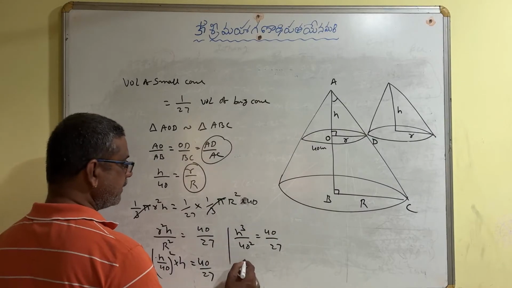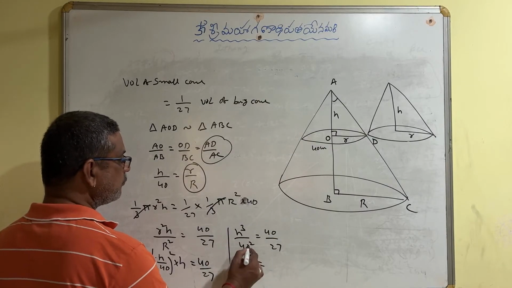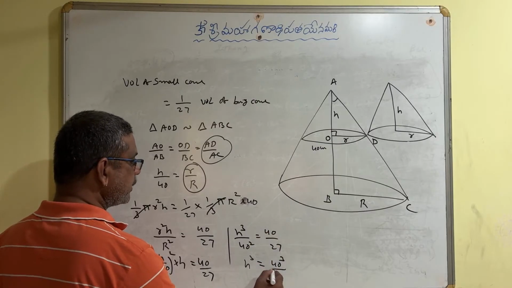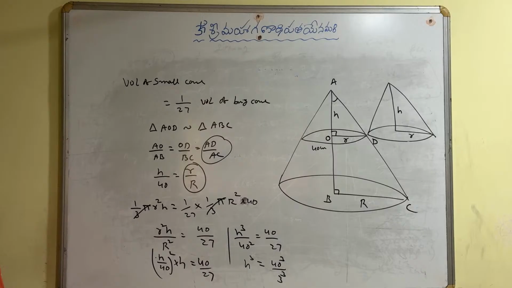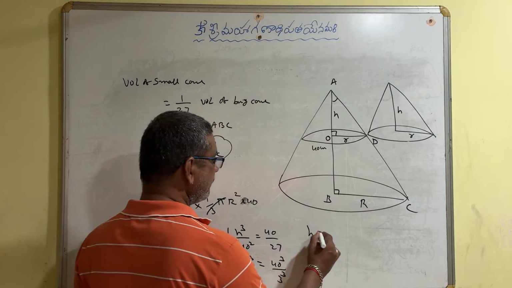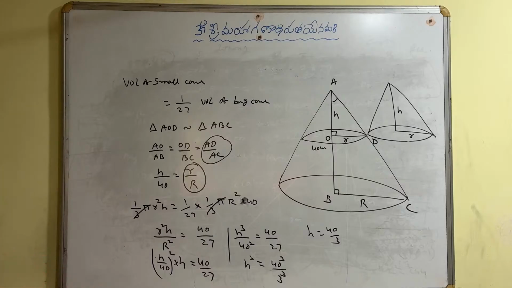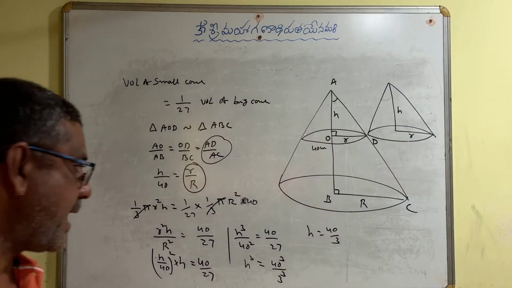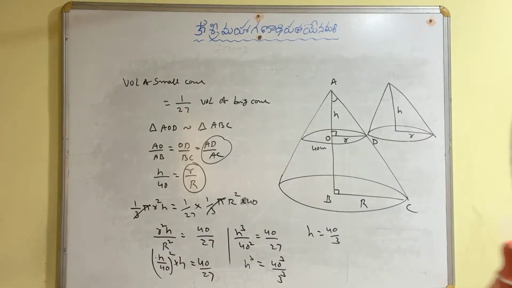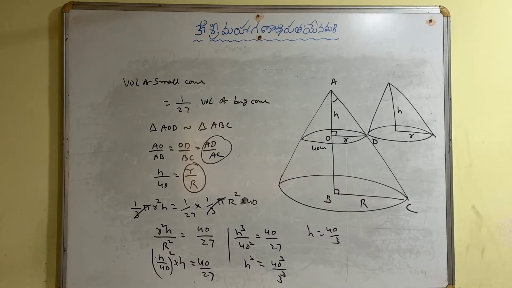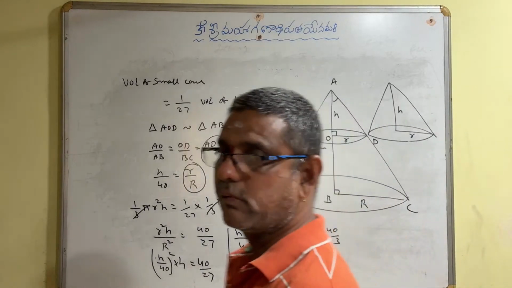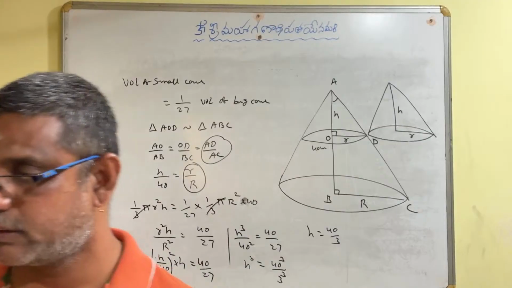Send this 40 to that side. H cube is equal to 40 square into 40 cube by 3 cube, that is 40 cube by 3 cube. Then h will be 40 by 3. If h cube is 40 cube by 3 cube, h will be 40 by 3. So what is the value of 40 by 3? How much is 40 by 3?